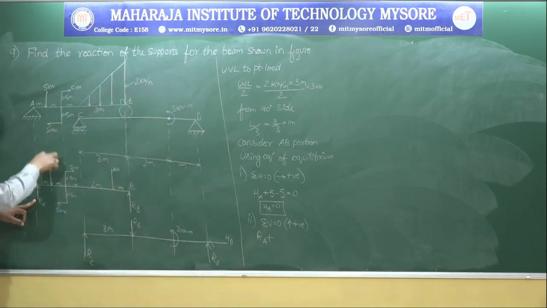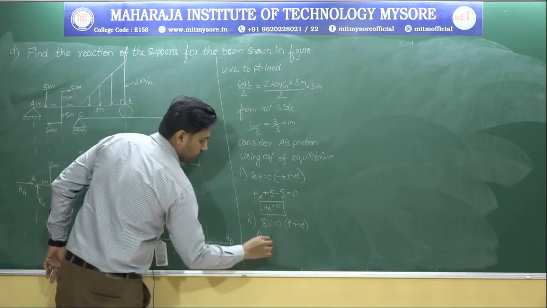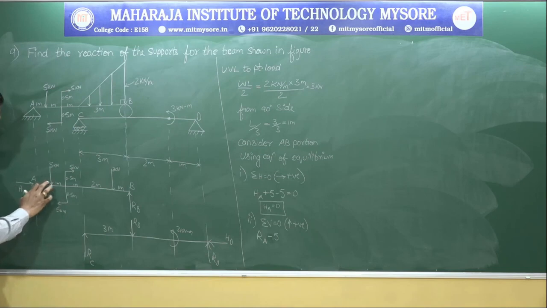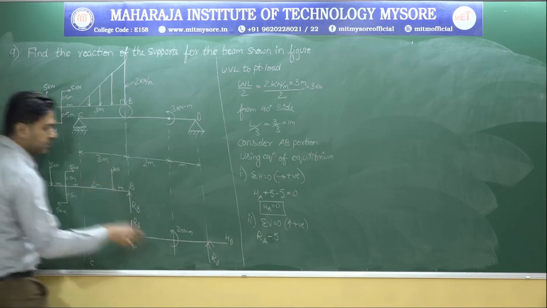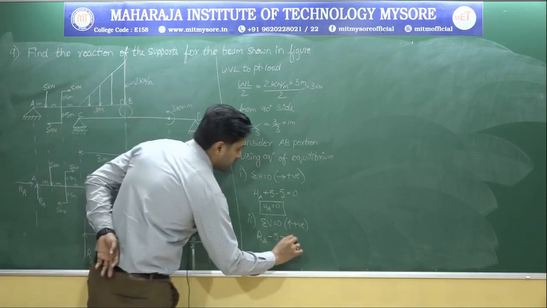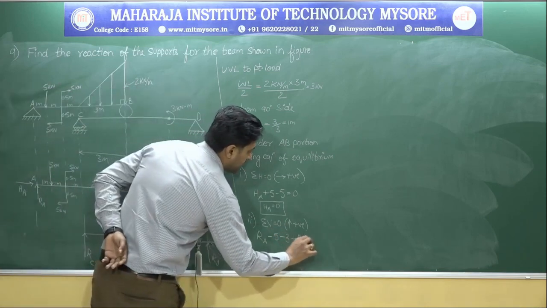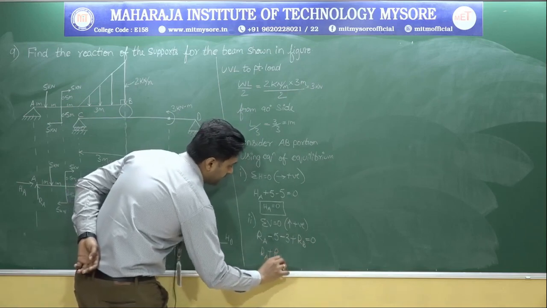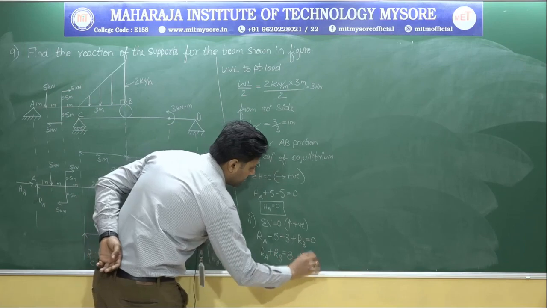Plus or minus, we'll see. Sorry, minus 5. These two are horizontal, I will not be considering. Next, if I move on, minus 3. Next, RB is acting in upward direction, plus RB is equal to 0. So RA plus RB is equal to 8. Let me call this as 1.